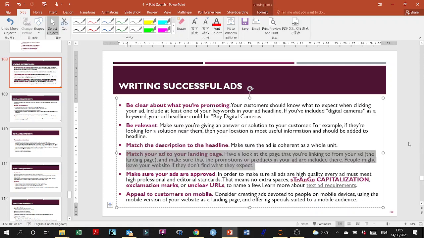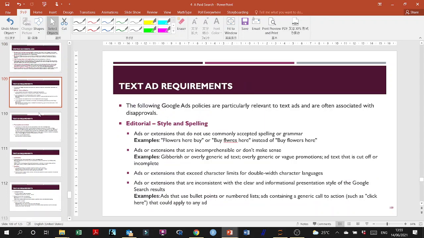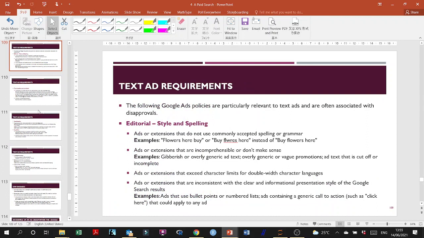Match your ad to your landing page, of course. Do not use these capitals and small letters. I think even Google doesn't allow you to do that. Or exclamation marks. I think you're not allowed to use them anyway. Also, make sure that your website is adaptive to mobile, meaning it changes a bit of its structure and size based on the mobile or handheld device screen size.